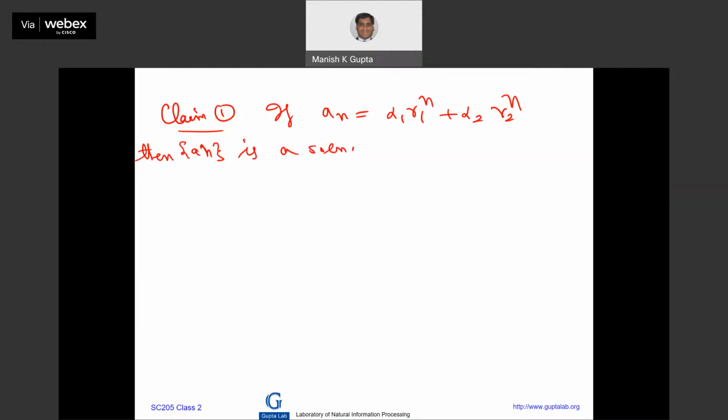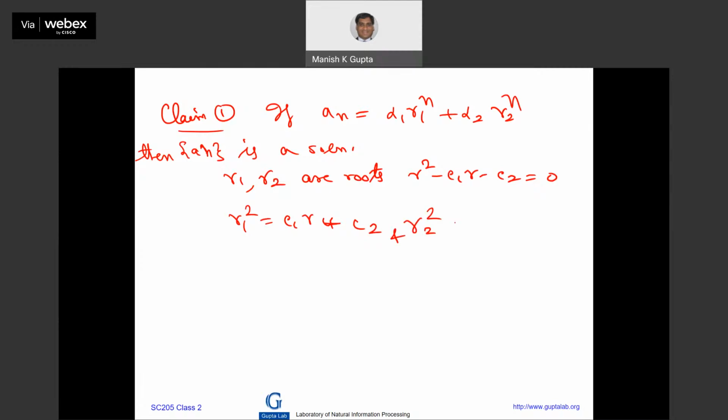How to prove this? We know that r1 and r2 are roots of the equation r square minus c1r minus c2 is equal to 0, right? So this implies that r1 will satisfy this equation, r2 will satisfy this equation. We have r1 square is equal to c1r1 plus c2, and r2 square is equal to c1r2 plus c2. Why? Because both r1 and r2 are solutions of this equation. They will satisfy this equation.